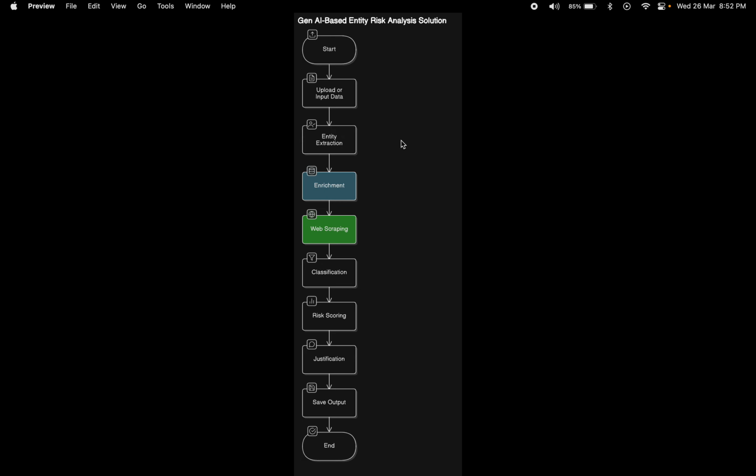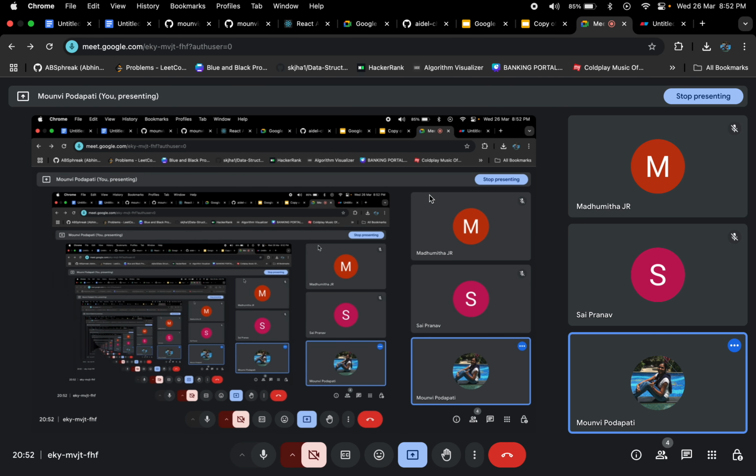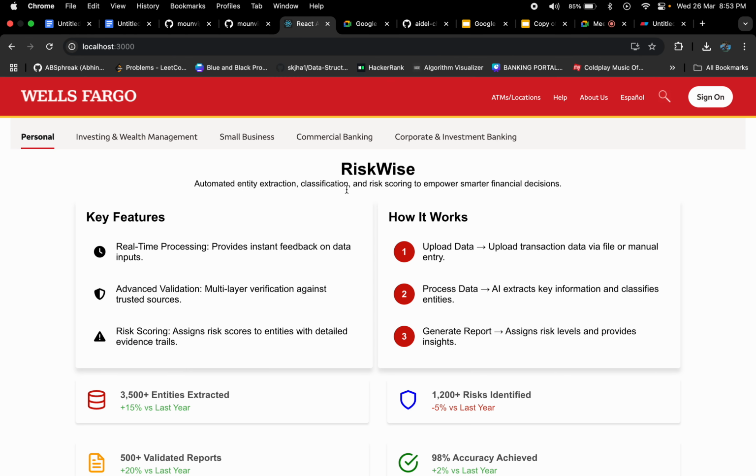And we also have to provide why we are scoring, so the justification part will be handled in that. And yeah, we are saving the output. So basically, whenever the user is searching against this one, he can also capture the evidence for any future references. So with that, I'll just show the demo.